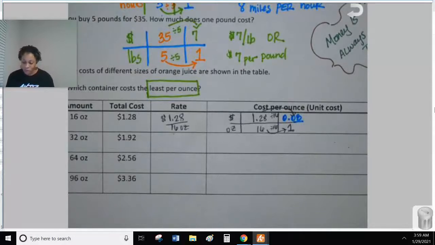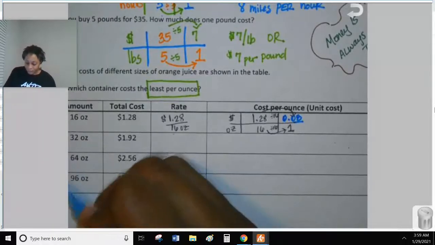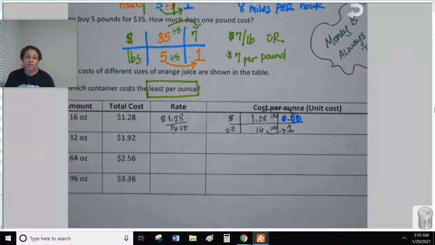How much am I paying per ounce for the 32, for the 64, and for the 96? Okay, so what I want you guys to do is pause, practice setting up your H chart, dividing by the denominator, figure out the unit rates for each one of these, and then come back and join me.